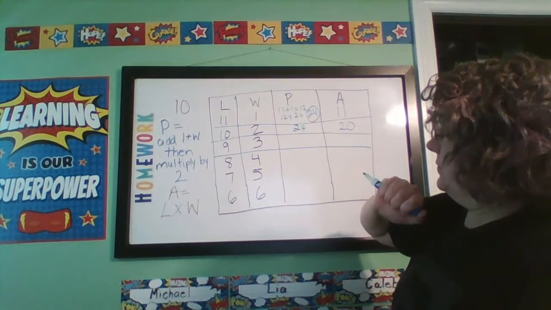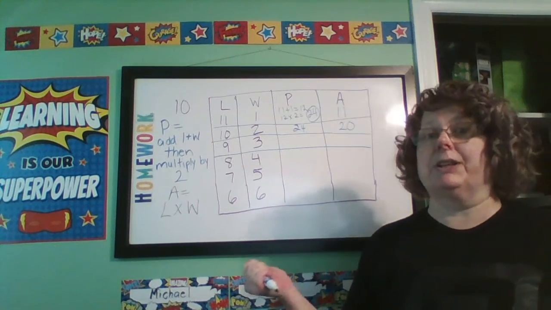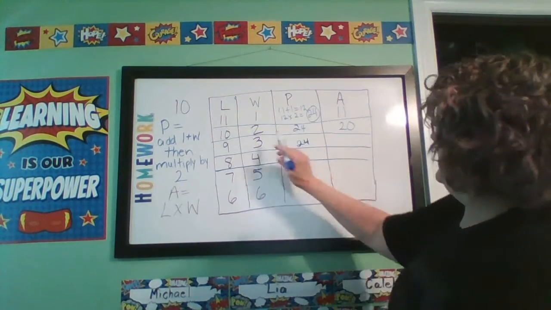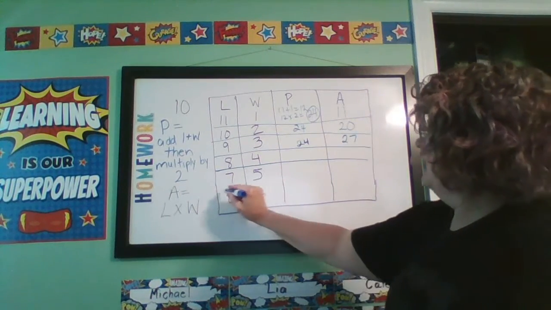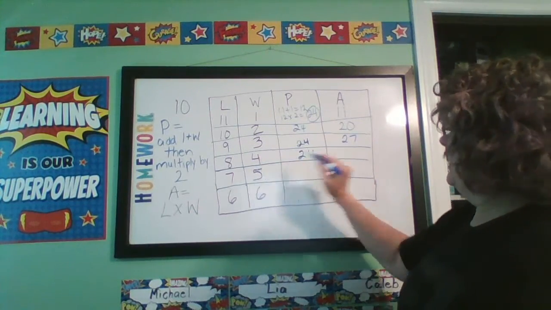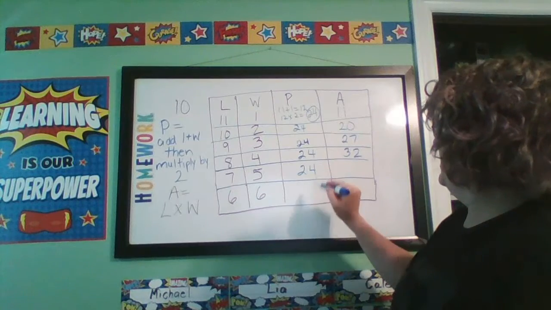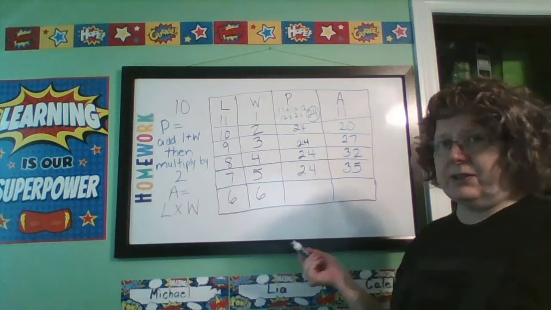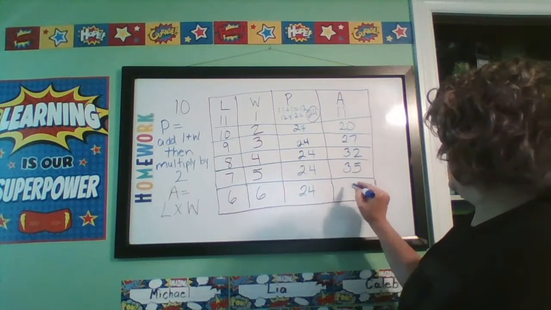9 plus 3 is 12. 12 times 2, or if you don't know how to do 12 times 2, you could do 12 plus 12, is 24. Our area, which is length times width, 9 times 3 is 27. 8 plus 4 is 12, times 2 is 24. 8 times 4 is 32. 7 plus 5 is 12, times 2 is 24. 7 times 5 is 35. And finally, 6 plus 6 is 12, times 2 is 24, and the area, 6 times 6 is 36.